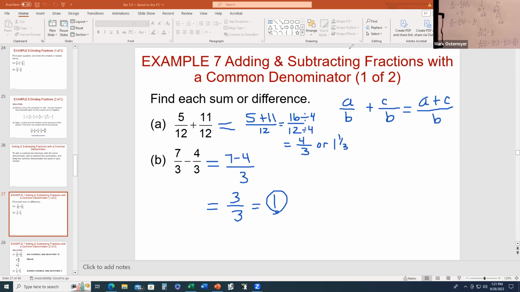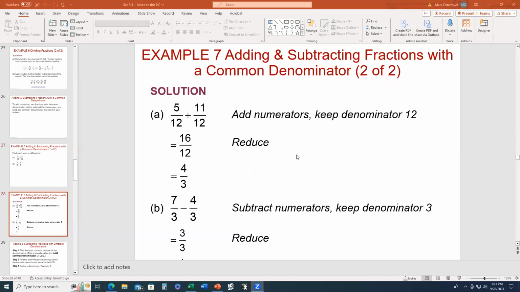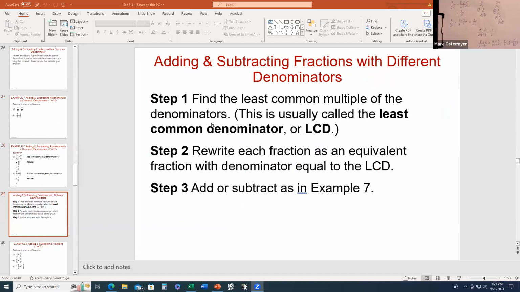But you know where this is going, don't you? Yep. What if we don't have a common denominator? Well, then we have to get one. Okay, so adding and subtracting fractions with different denominators. Step number 1: first, we have to find the least common multiple of the denominators. This is usually also called the least common denominator. So whether you call it least common multiple or least common denominator, those are the same numbers.